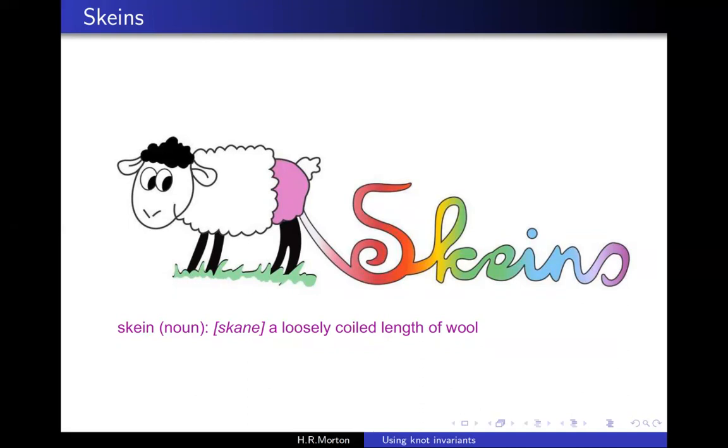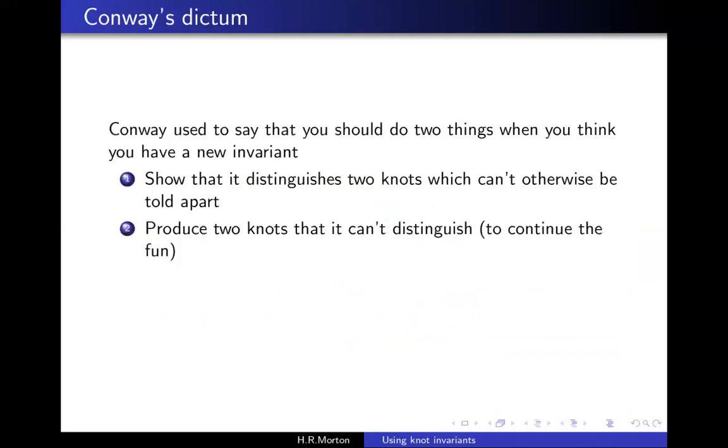And if I can let Conway roughly have the last word on this, he used to say that you should do two things when you think you have a new invariant. Firstly, you need to show that it distinguishes two knots that can't otherwise be told apart, and make sure it's independent of your other things. And then you have to produce two knots that it can't distinguish, so that you can carry on having the fun.